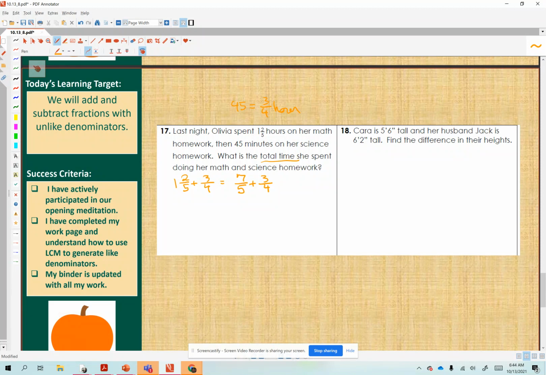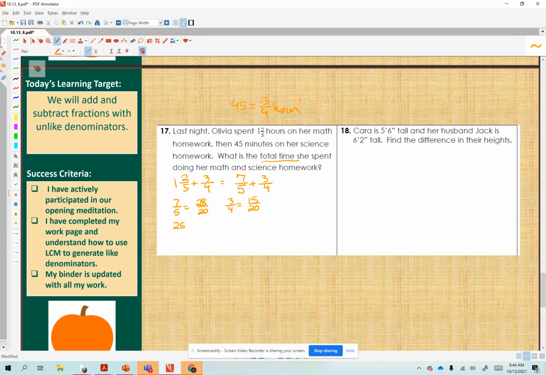And the common multiple of 5 and 4 is 20. So 7/5 equals 5 times 4 is 20. 7 times 4 is 28. 28/20. 3/4 equals 4 times 5 is 20. 3 times 5 is 15.